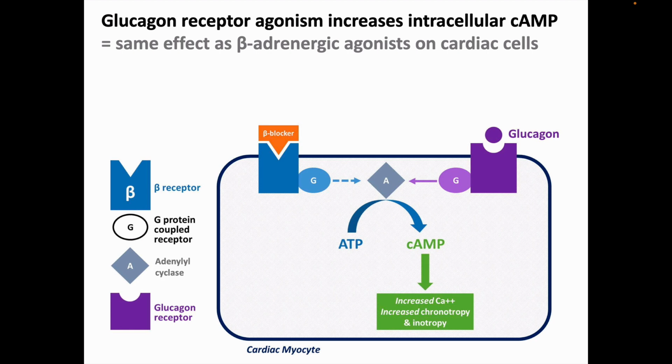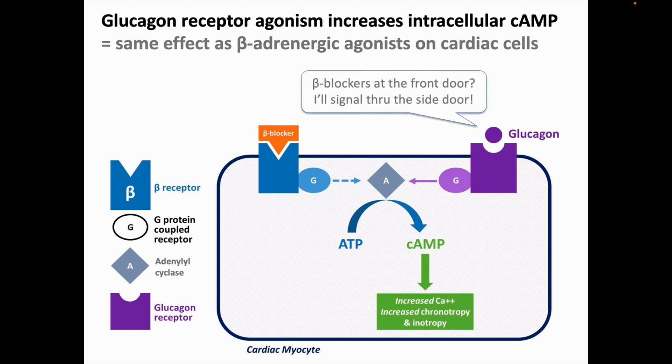But we see on the right side that the purple glucagon receptor is another G-protein-coupled receptor that shares the same cyclic AMP second messenger system as the beta-adrenergic receptors. Giving glucagon will stimulate adenylyl cyclase and hopefully overcome the beta blockade. In such a case, antidotal glucagon therapy is essentially saying, hey, if you've got beta blockers occupying the front door, I'll send the signal through the side door instead.